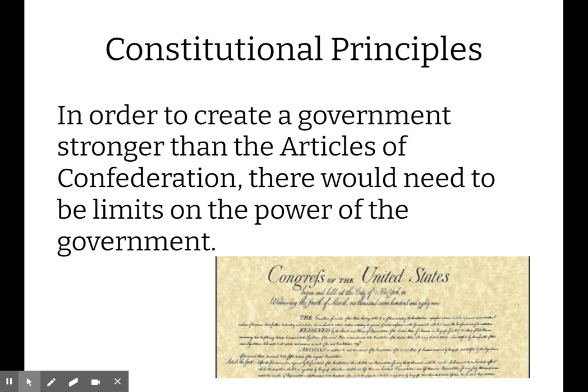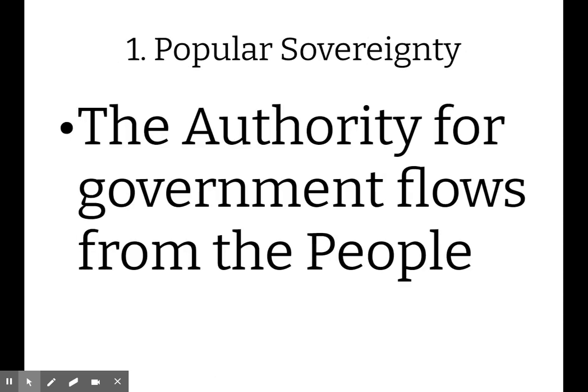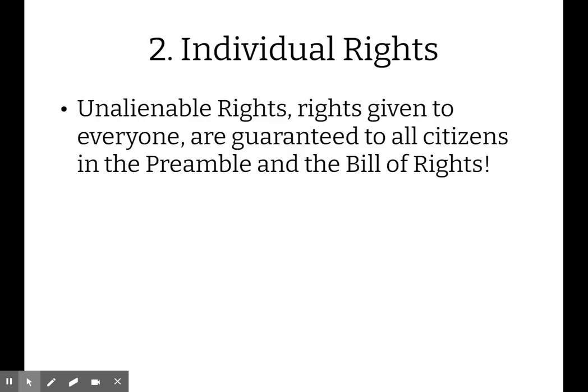Here are some constitutional principles. In order to create a better government, we are going to put limits on the power of government. The first is popular sovereignty, and this means that the power is going to come from the people. The second is individual rights, and this is the protection of our unalienable rights in the preamble and the Bill of Rights.